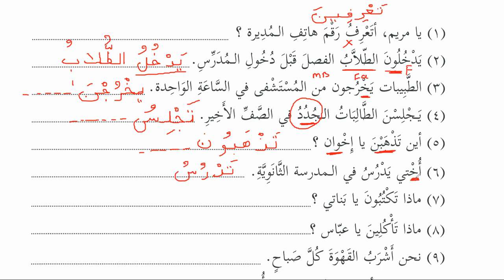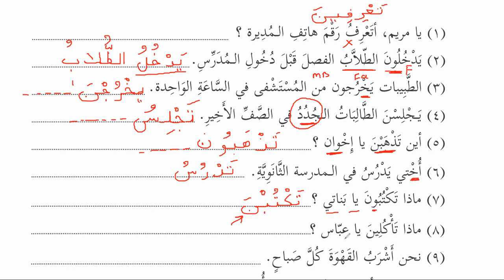أختي, female singular ghaib. ماذا تكتبون يا بنات? This is our clue. I'm mukhatib to the feminine plural. And taktubuna with wawal jama is a wrong damir to be taken. So what should be the correct damir? Mukhatib, feminine plural. Taktubna. Taktub with the sukun and nun fatha. This is our damir nun niswa.